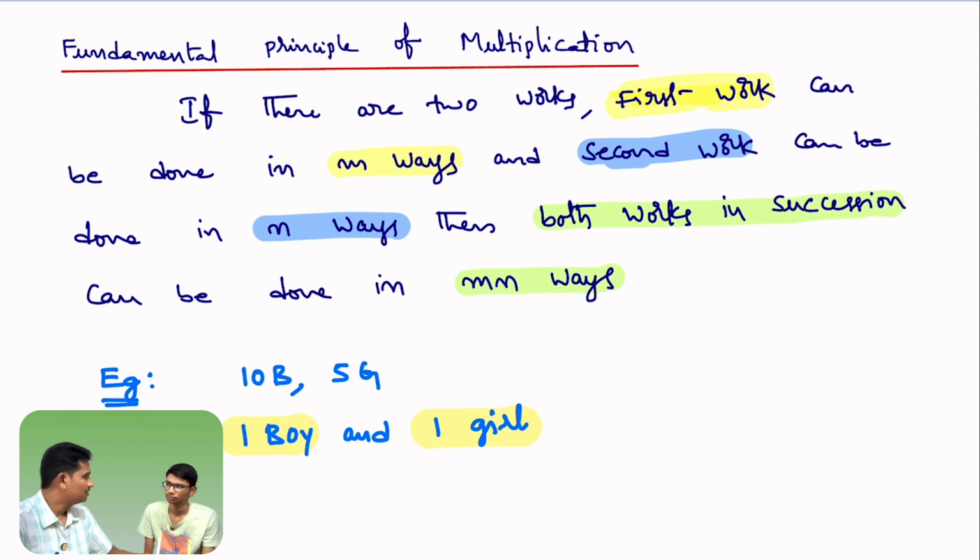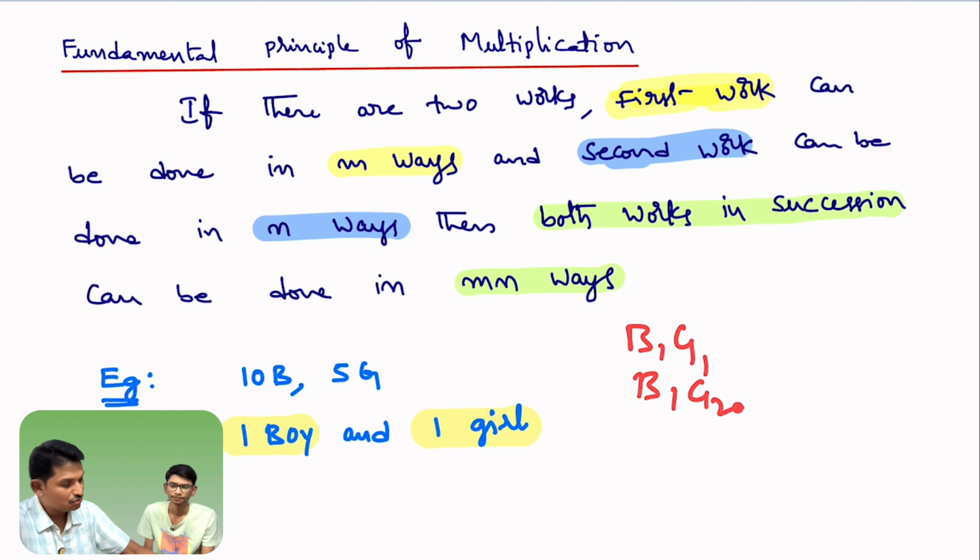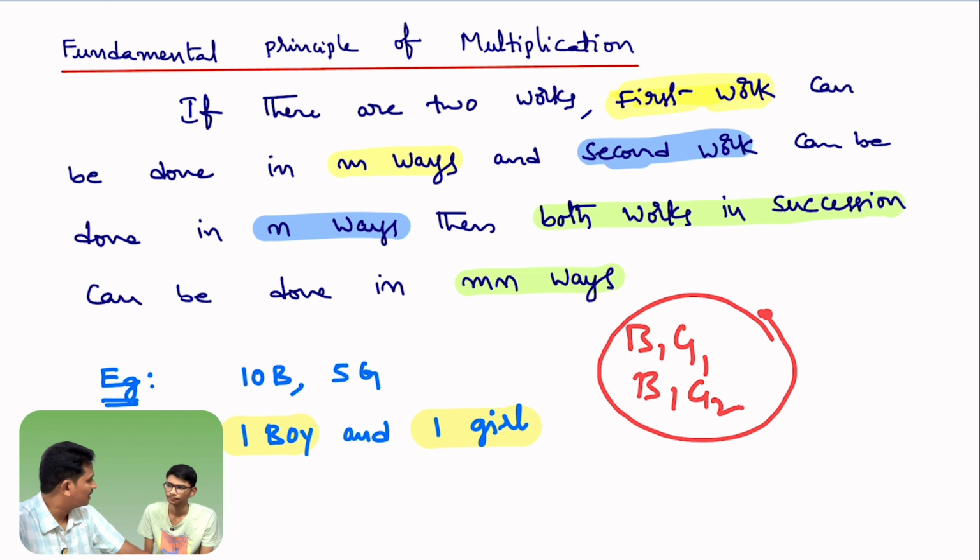B1 and G2, B1 and G3, like that up to G5. And so on. Next, B2 and G1, B2 and G2, like that. Here, if you write all those things, B1 G1, B1 G2, it takes time. With the help of the fundamental principle of multiplication, you can calculate it very easily.